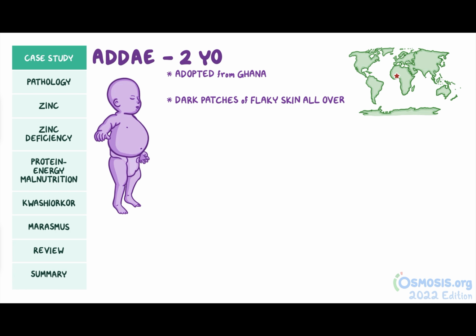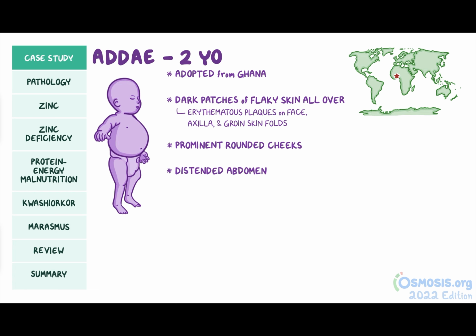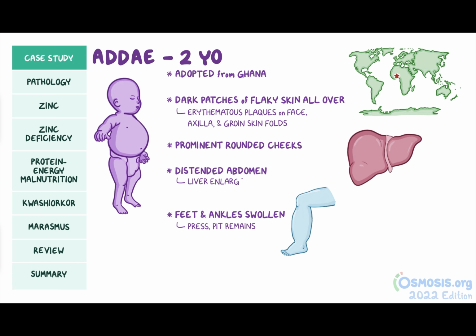Physical examination reveals erythematous plaques on her face, axilla, and groin skin folds, as well as prominent rounded cheeks and a distended abdomen. You also notice that both her feet and ankles are swollen, and when you press for a few seconds, a pit remains. Finally, upon palpation of the abdomen, the liver appears enlarged. You decide to run some blood tests, which reveal that Ade has decreased serum levels of albumin.